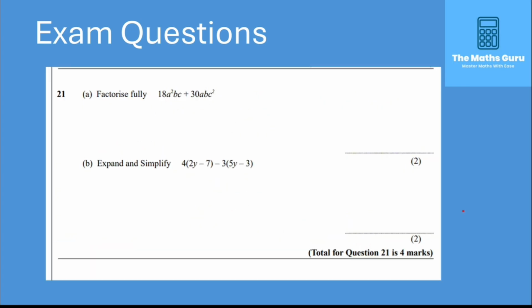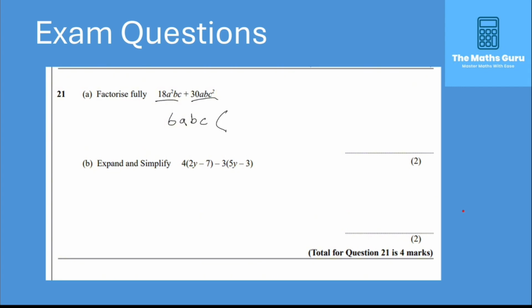Okay, looking at the last questions in this. So we take out the highest common factor of these two. First we look at the numbers. The highest common factor that we can take out from both of these is 6. Then a squared and a, we can only take out a there. B and b, so we take out b there. C and c squared, so we can take out a factor of c there.